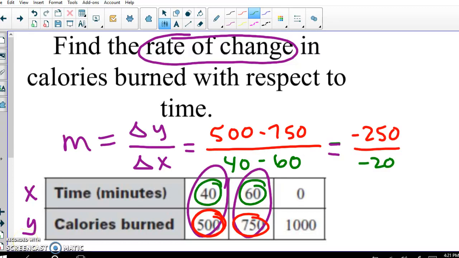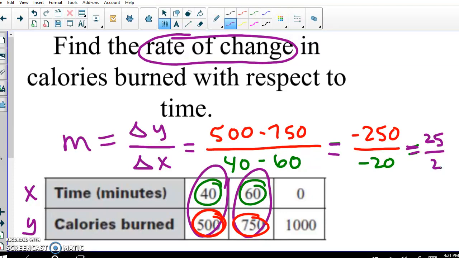As I simplify, I end up with negative 250 over negative 20. So I notice there's more work to be done. Both numbers are negative, so a negative divided by a negative cancels to a positive. I also have two numbers that are multiples of 10, so I can divide by 10, and this will reduce to 25 halves.